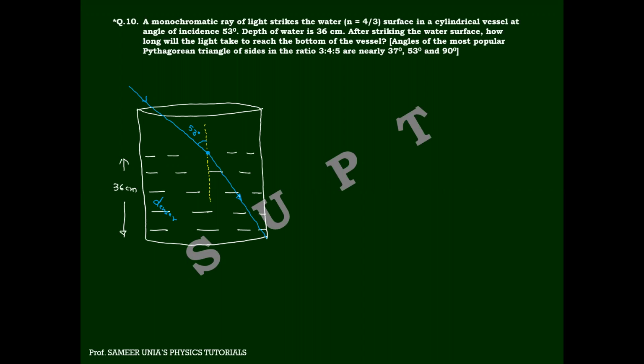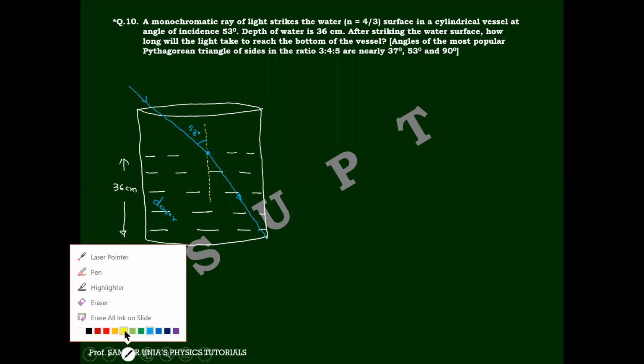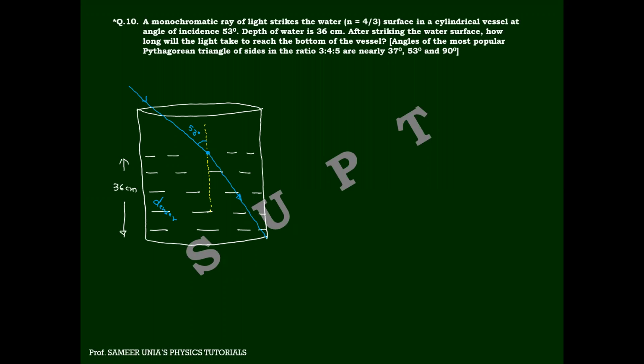This height is 36. You can see the triangle below. Can I call this A, B, and C is the point of incidence? Okay, what is mu? Mu of water is 4/3.